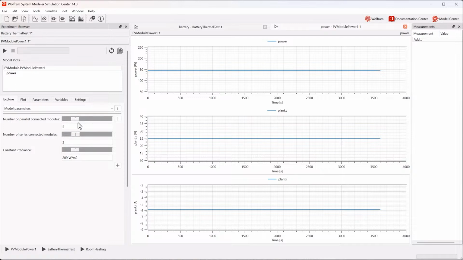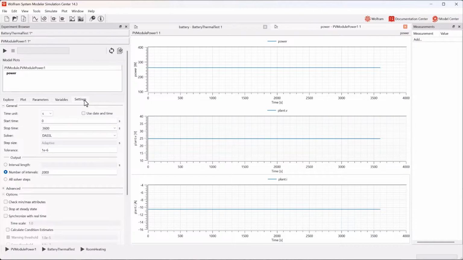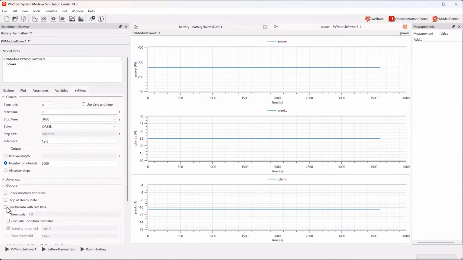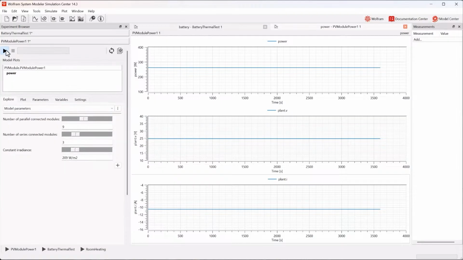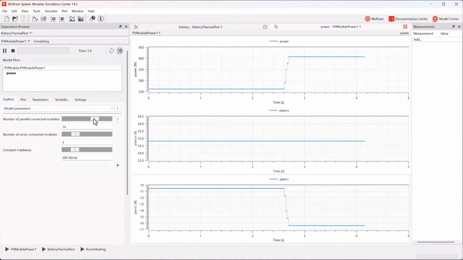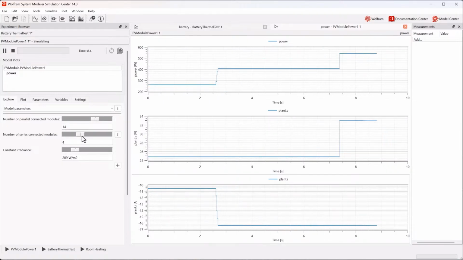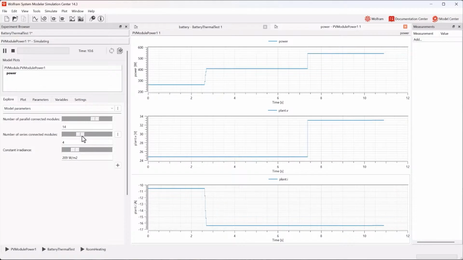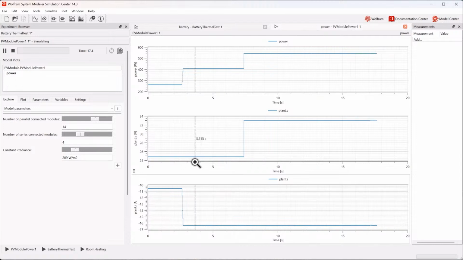With version 14.3, we can do this differently. We can run a simulation once in real time, adjust parameters like number of series modules or parallel modules in real time, and instantly see the impact on power output and electrical characteristics. We can even track parameter history and compare multiple configurations all in a single run. For our rooftop solar engineer, this means less time waiting and more time designing and optimizing.